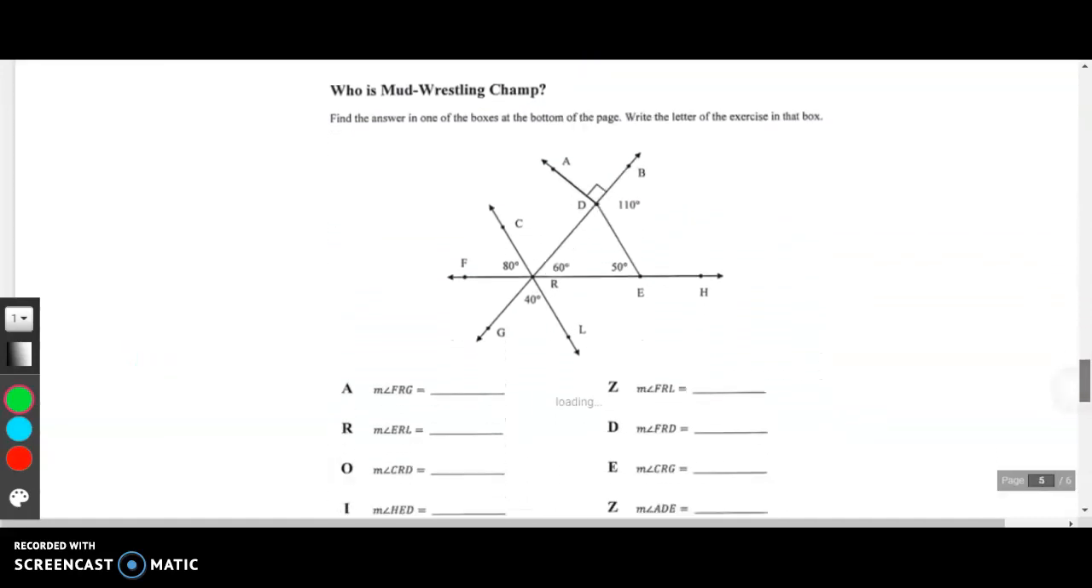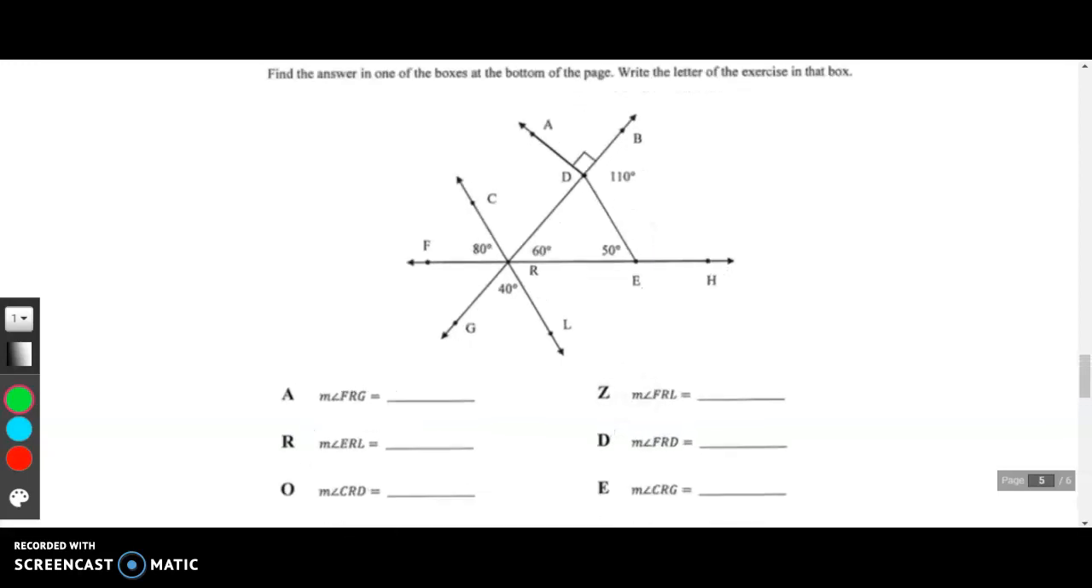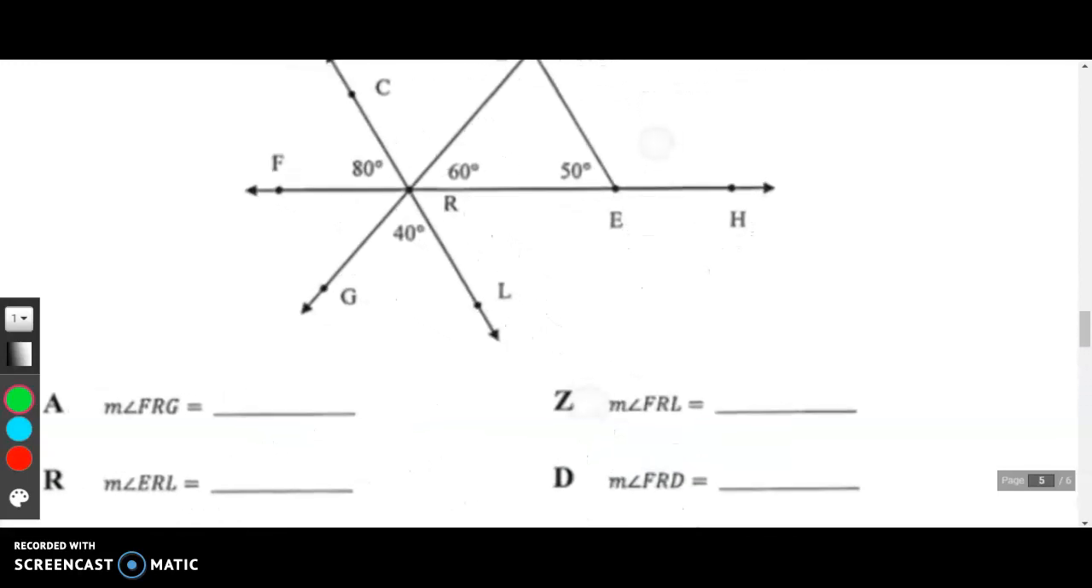All right, so finally, I picked this example because I like the naming of the angles. I like how it has you naming the angles. So if we look at A, right here, they want to know, this is read as the measure of angle FRG. And angles are always labeled as one of the points on one of the sides, the vertex, and then a point on another side. So FRG is F to R to G. So that's the angle that they're looking for the measure of.